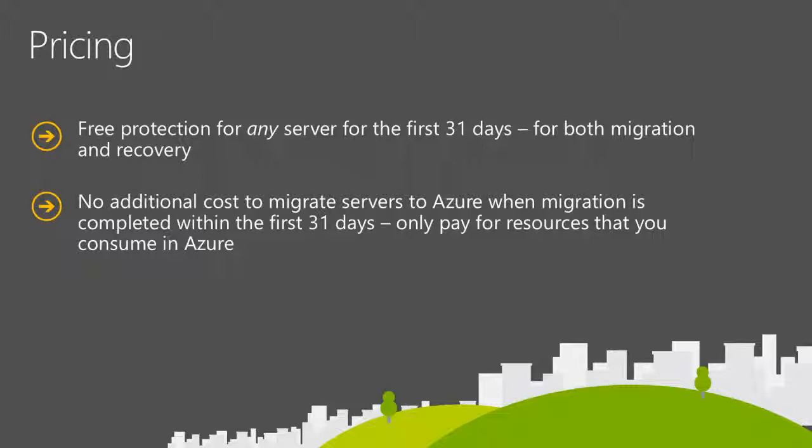There's no cost to migrate Azure servers to Azure when migration is completed within the first 31 days. You just pay for the IaaS resources of those servers, the config server, and the master target that's running in Azure. After that, we assume, OK, you're not doing migration. You must be doing DR. That's why you're replicating. You've not done it in 31 days, so you're going to use DR. That's when you start to be charged Azure Site Recovery standard DR prices, as if you're just going to continue replicating from on-prem and then fail over at a later point.